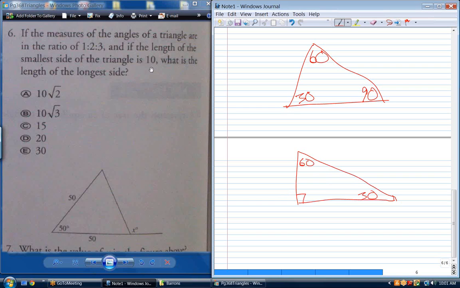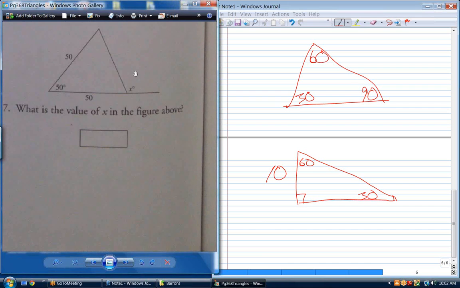And they said the smallest side is 10. The smallest side's always opposite the smallest angle. So what's the largest side? It's going to be 20. Bingo. Okay, let's do 7.